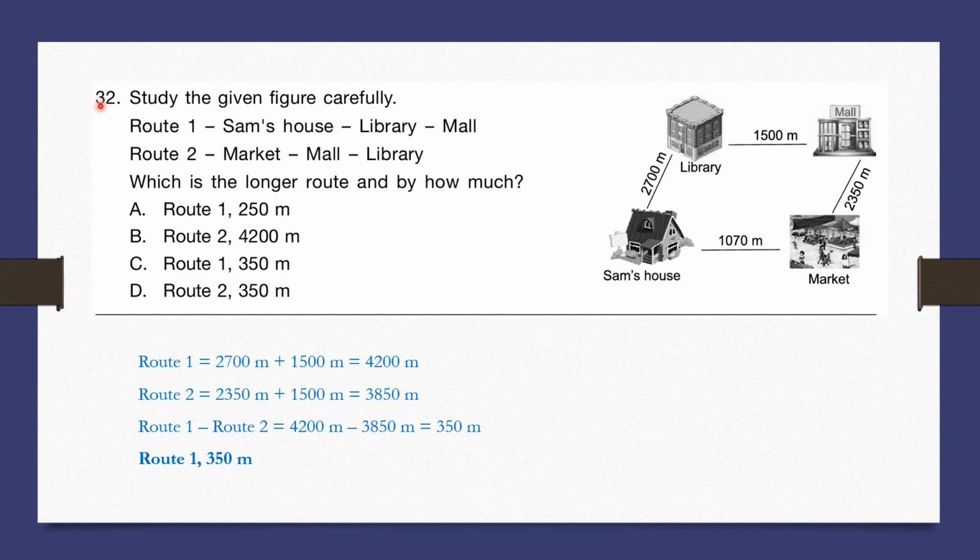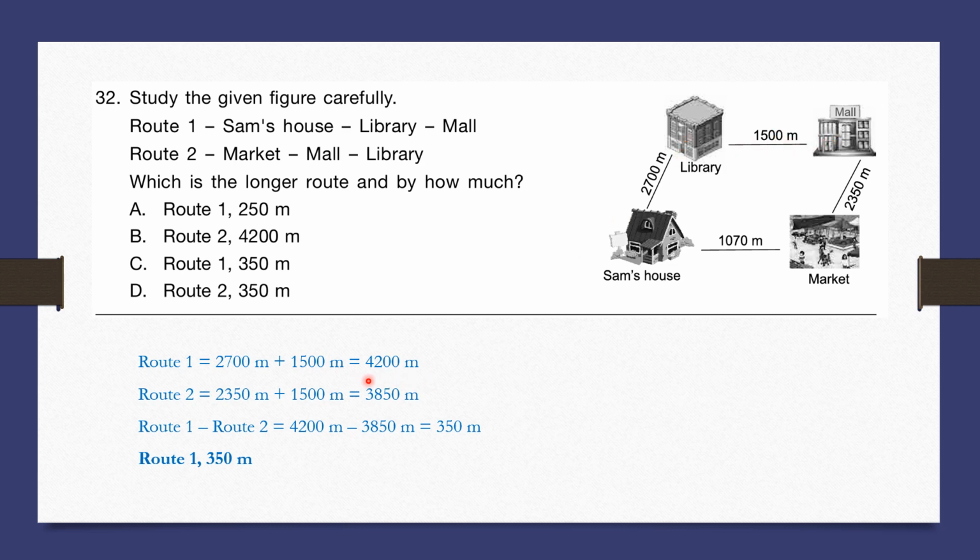Question number 32. Study the given figure carefully. Route 1: Sam's house, Library, Mall. Route 2: Market, Mall, Library. Which is the longer route and by how much? So let's calculate the route length. Sam's house is here. Sam's house to Library is 2700 meter and Library to Mall is 1500 meter.